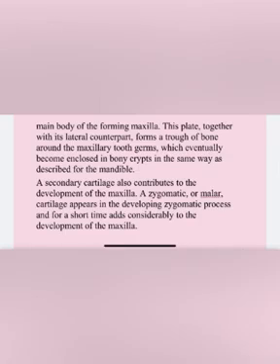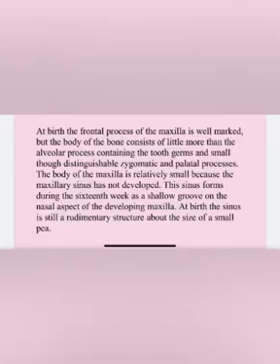At birth, what do you notice? You notice that the frontal process of the maxilla is well formed, but the body of the maxilla consists of just a little more than the alveolar process containing the tooth gems. You also have a small portion that you can distinguish from the zygomatic and palatal process. So at birth, maxilla is well formed. You notice that the body of the maxilla consists of alveolar process containing the tooth gems, and also you can notice the zygomatic and palatal processes. So the body of the maxilla is relatively small because the maxillary sinus has not developed.